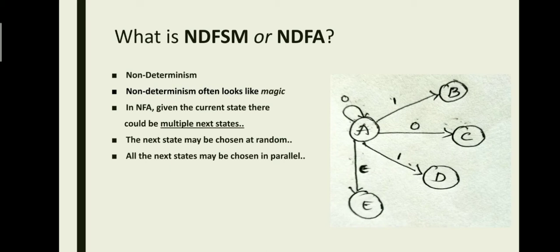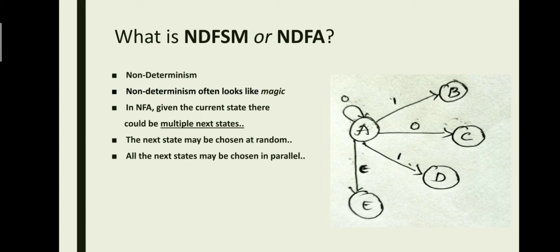After understanding this point, obviously a question arises in our mind: how do we choose to which state it goes on getting certain input, because it has multiple next states, right? We have the answer in the next point. So let's move on. It says that the next state may be chosen randomly, that is, we can choose the next state randomly. Or it says here that all the next states may be chosen in parallel. You can choose the next state in parallel also.